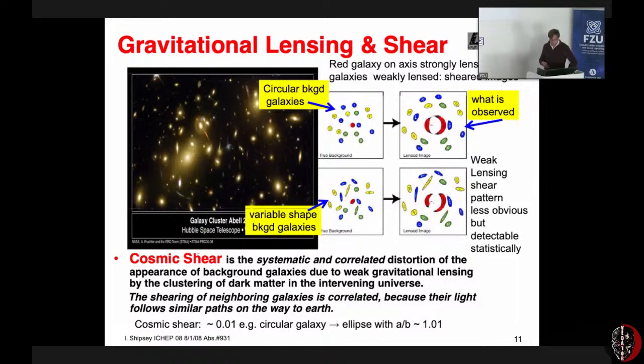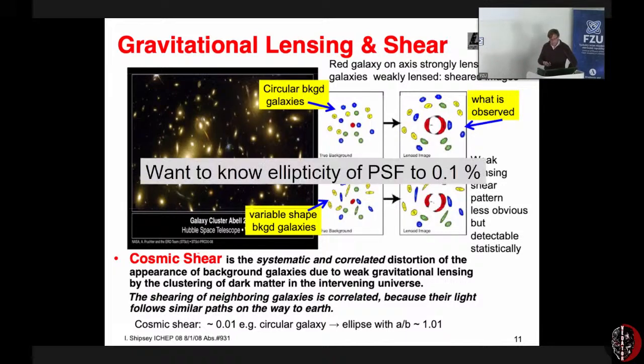And that's the probe called gravitational lensing. So you need to measure shear, or the ellipticity in some sense. And that means you need to know the ellipticity of your point spread function, your resolution function, to 0.1%. That sets the sensitivity requirement. And some people think it needs to be even an order of magnitude better than that.